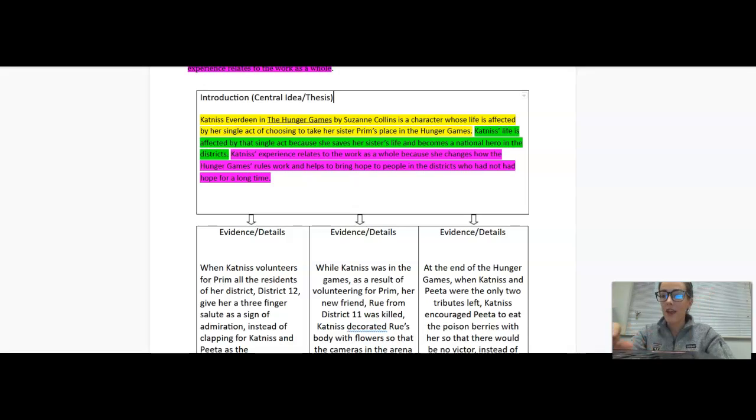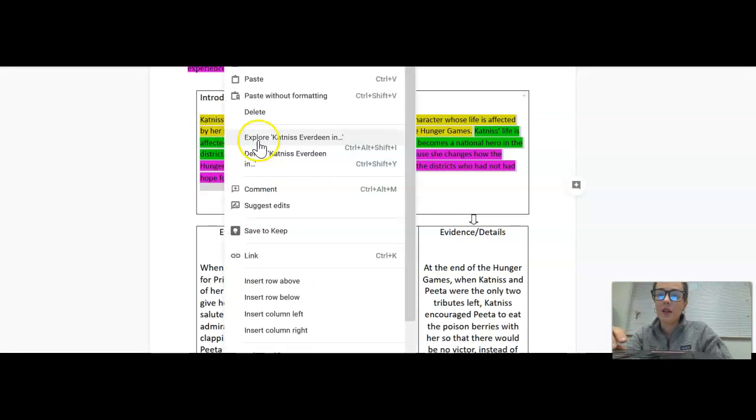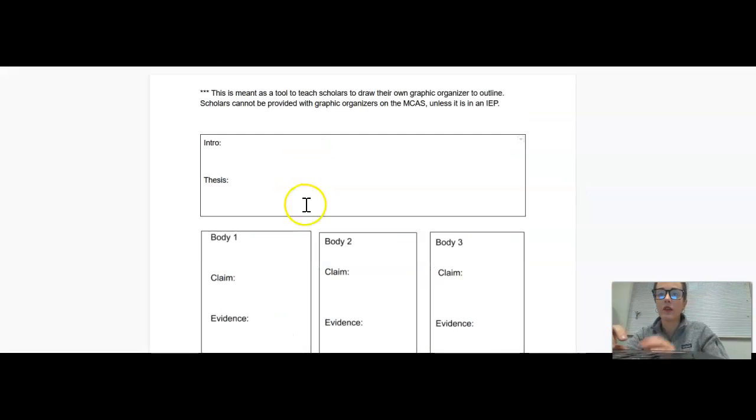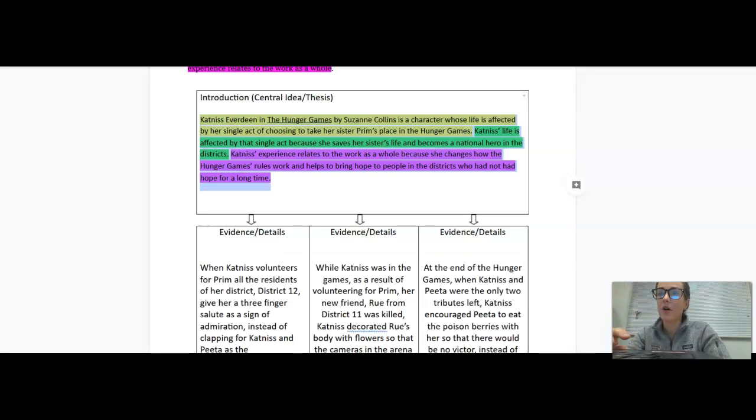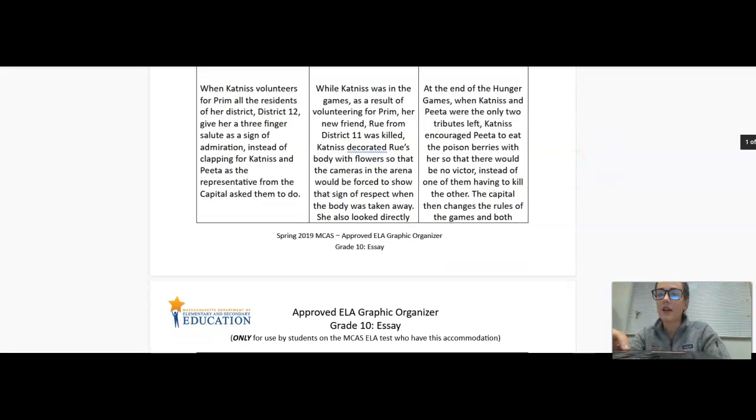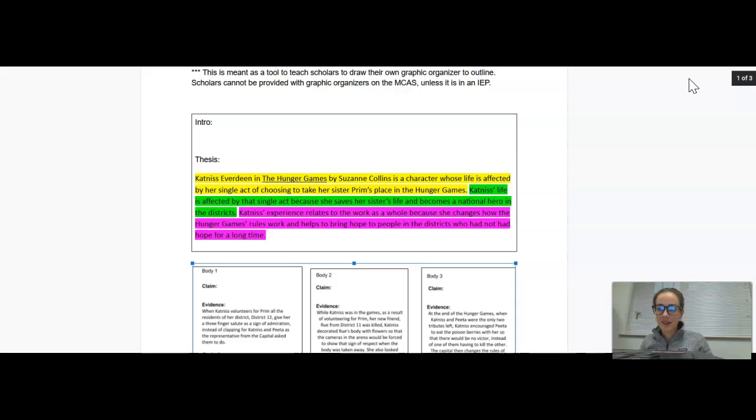So to start, I'm going to copy my thesis into my new graphic organizer. So I'm going to put it down here. And then I'm going to come back to the intro. And I'm also going to copy my evidence and details and my explanation. In my thesis, I'll read it aloud again.